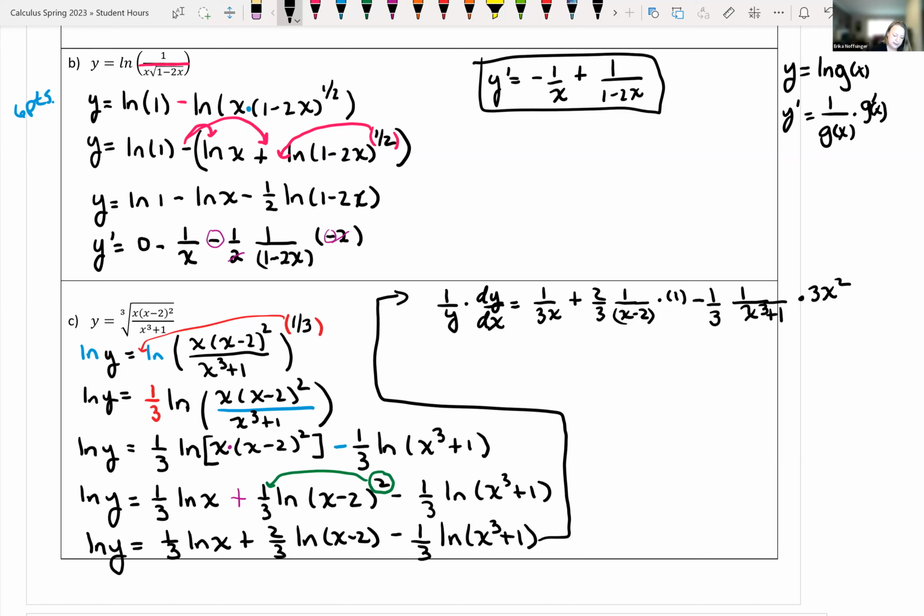So we can rewrite this. I'm going to multiply both sides of my equation. I want the derivative. I don't want 1/y times the derivative. We're going to multiply both sides of the equation by y.